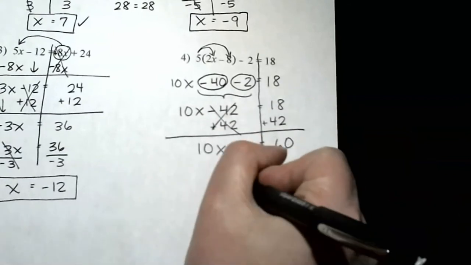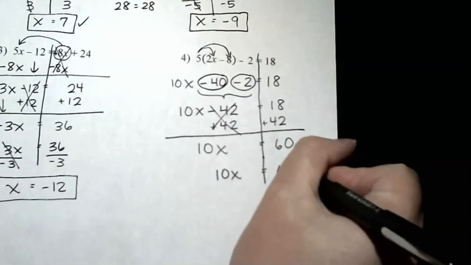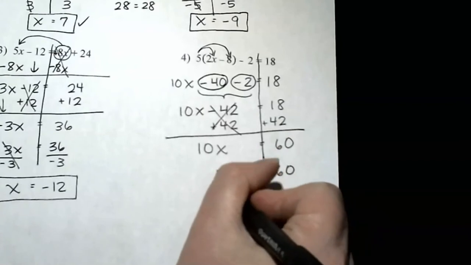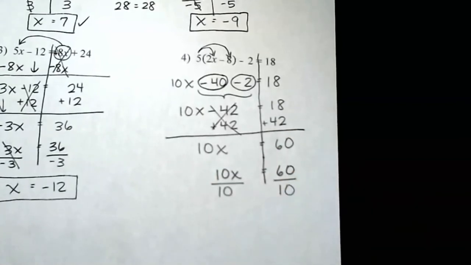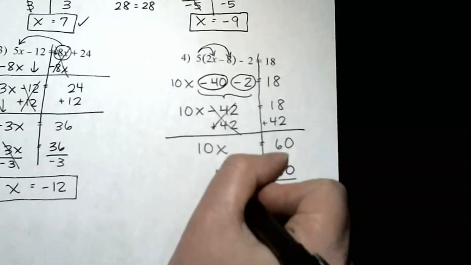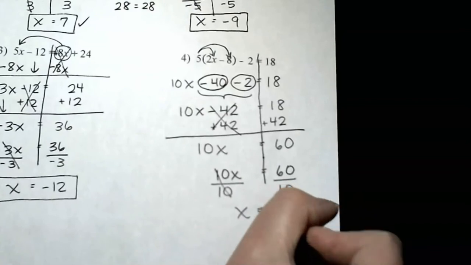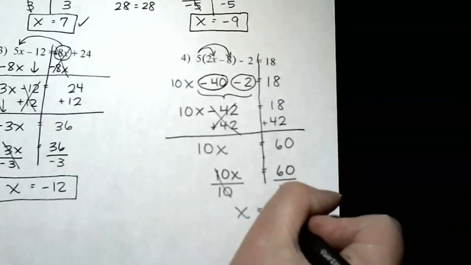Now that I have my x's alone on the left and the numbers alone on the right, I'm going to divide by the coefficient. So divide both sides by 10. 10 divided by 10 is 1, that cancels. So x is left, and 60 divided by 10 is 6.